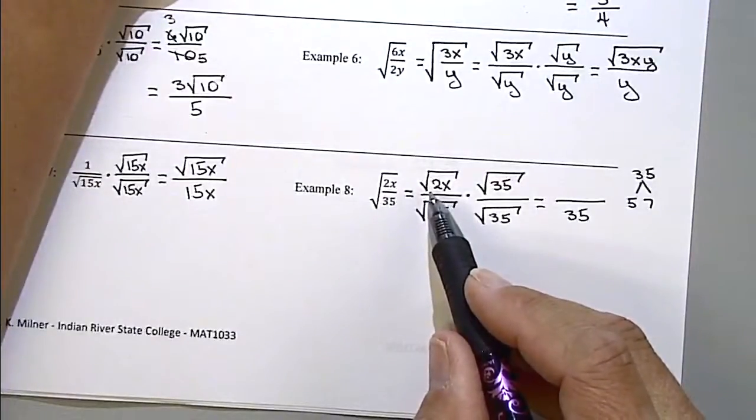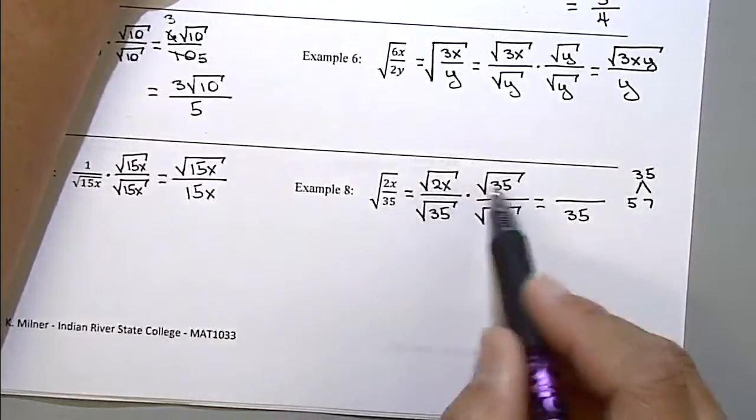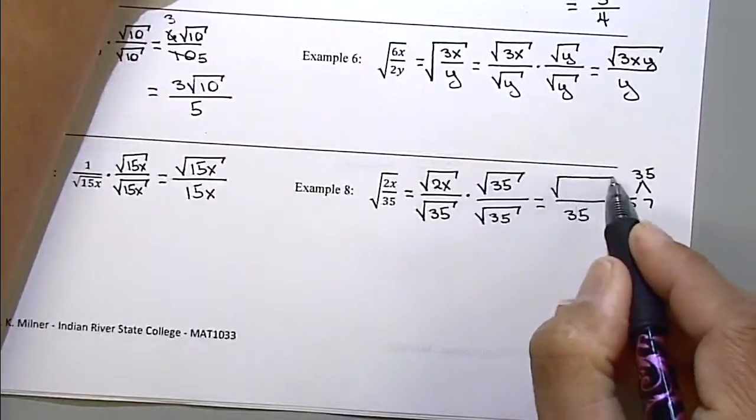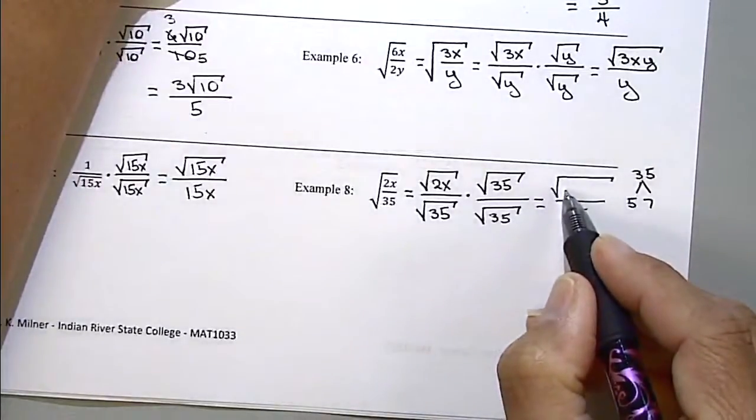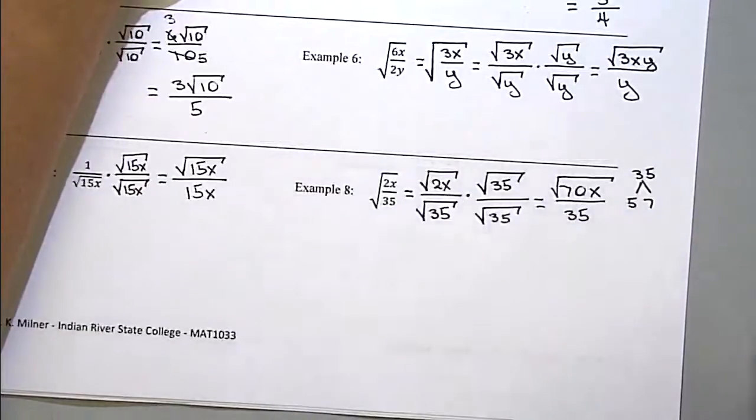They match, right? I couldn't do this if one of them was a square root and one of them was a cubed root, but now I can. I can multiply that 2 times 35. Well, 2 times 35, do you know what it is? 70. X. Don't forget the X, okay?